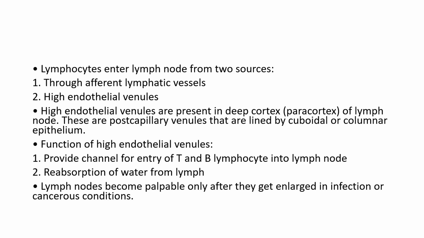The lymphocytes present in the lymph node enter it via two sources, either by the afferent lymphatic vessels, or they enter into the lymph node via high endothelial venules. So what is this high endothelial venule? It is the post capillary venule lined by cuboidal or columnar epithelium present in the paracortical region. It is the channel for the entry of T and B lymphocytes. Then these endothelial venules absorb water from the lymph, and the lymph nodes become palpable after they get enlarged in infection or a cancerous condition.